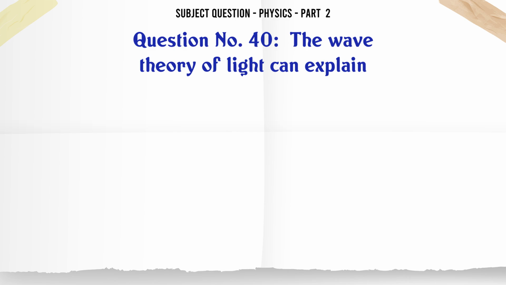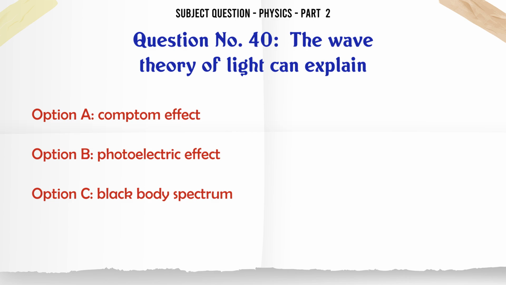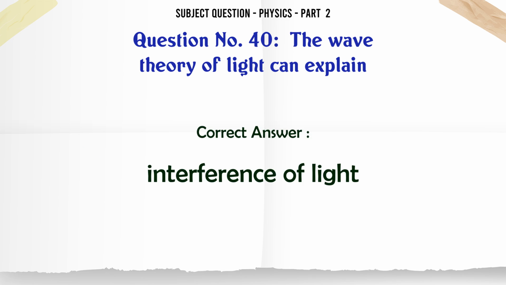The wave theory of light can explain A. Compton effect, B. photoelectric effect, C. black body spectrum, D. interference of light. The correct answer is interference of light.